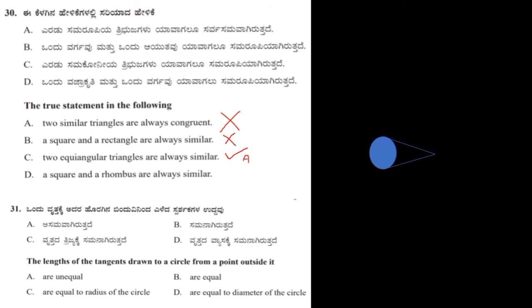Option D, we have a square and a rhombus are always similar. No, it's also not correct. Therefore, answer option C is the correct one.